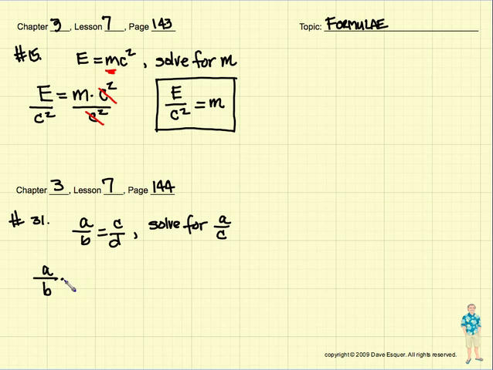Let's see if we can maybe multiply both sides by B. And if it helps us get unconfused, we'll make it B over 1. Well, the left side is going to look like A over 1, which is just A. And the right side is going to look like C times B divided by D. Looks a little weird, but let's just play with it.